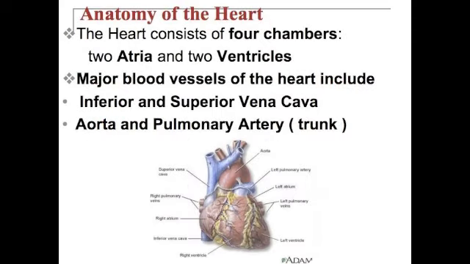So this figure is 20.3. It's a variation of 20.3, I should say, and it's on page 731. It outlines the anatomy of the heart. So the heart consists of 4 chambers, 2 atria and 2 ventricles. The major blood vessels of the heart include the inferior and superior vena cava and the aorta and pulmonary artery, or we can also call that the trunk.